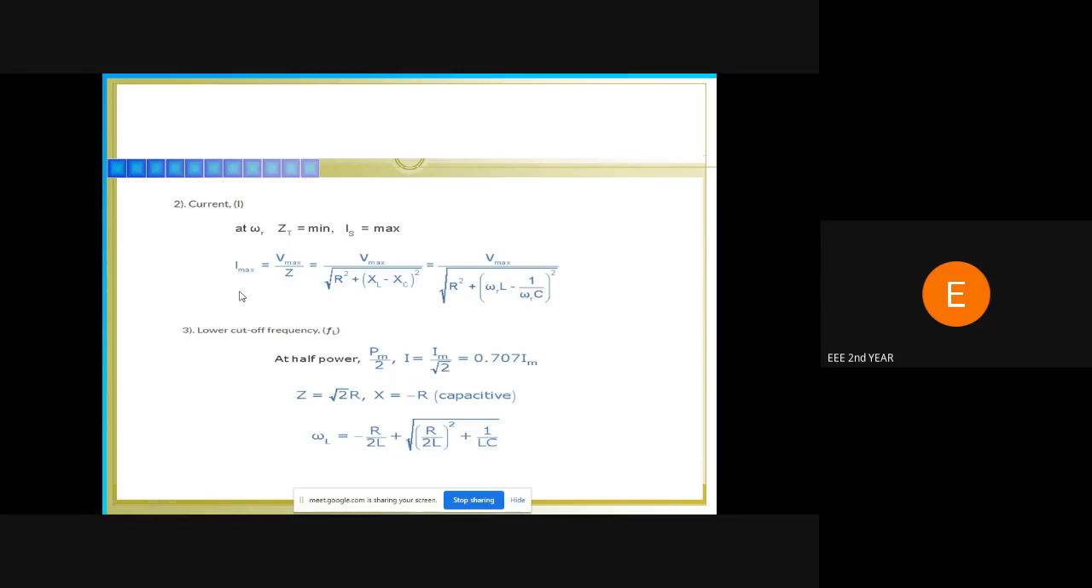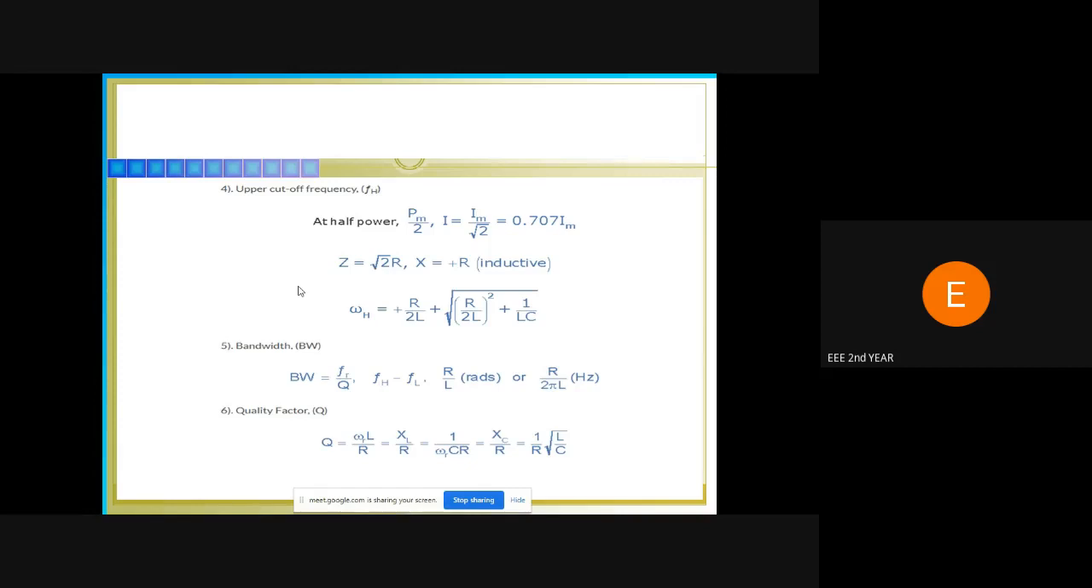Now the lower cutoff frequency and higher cutoff frequency. At the lower cutoff frequency, the value is at half power, P max by 2, which means I equals I max by root 2. This is the half power value, 0.707 I max. Then impedance equals root 2 R, with X equal to R, which is a capacitive circuit. So omega L equals minus R by 2L plus the root of (R by 2L) the whole squared plus 1 by LC, because this is half of the power.